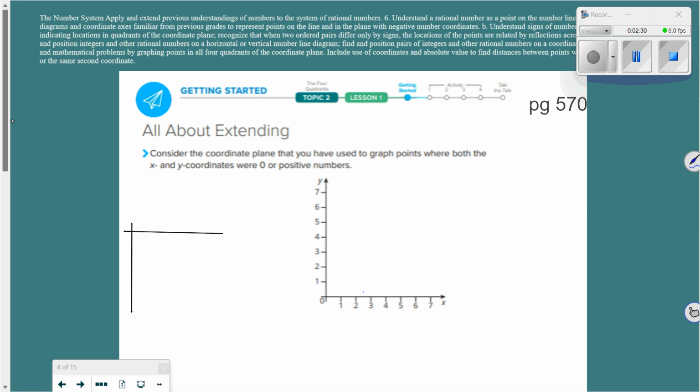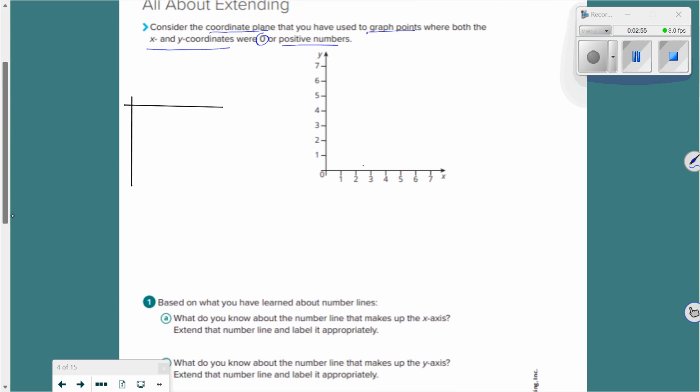So this is what you guys have used. This is what we call a coordinate plane. So far, you guys have just been using one quadrant of the coordinate plane. So we're going to do the coordinate plane, but now we're going to talk about points where the x and y coordinates were both 0 or positive. That's all you have done so far if you've been in the DODEA system, because that's what our standards say. We're going to change that up a little bit today.